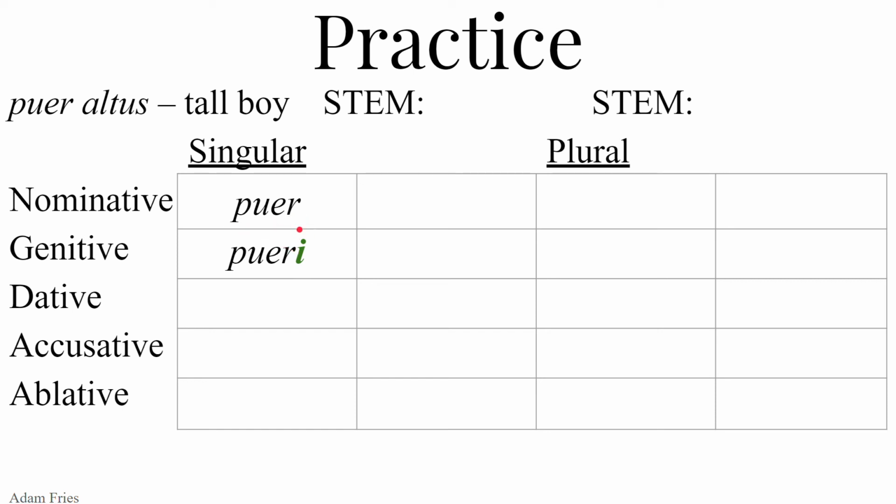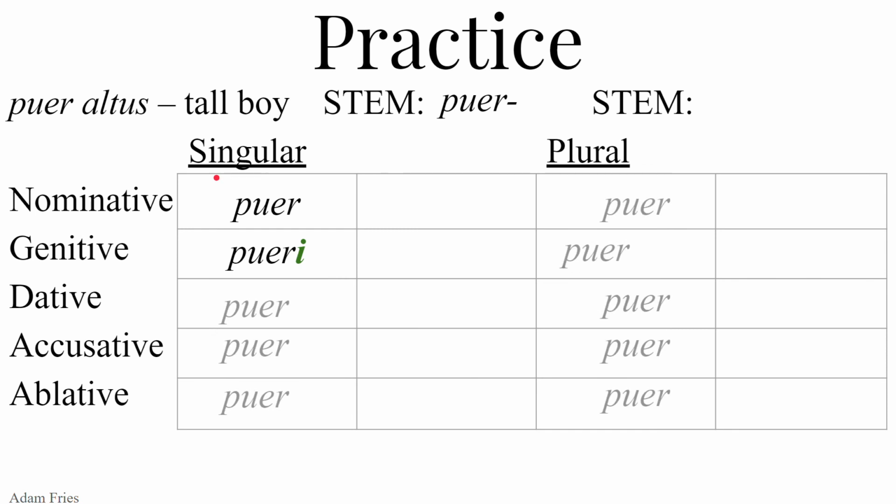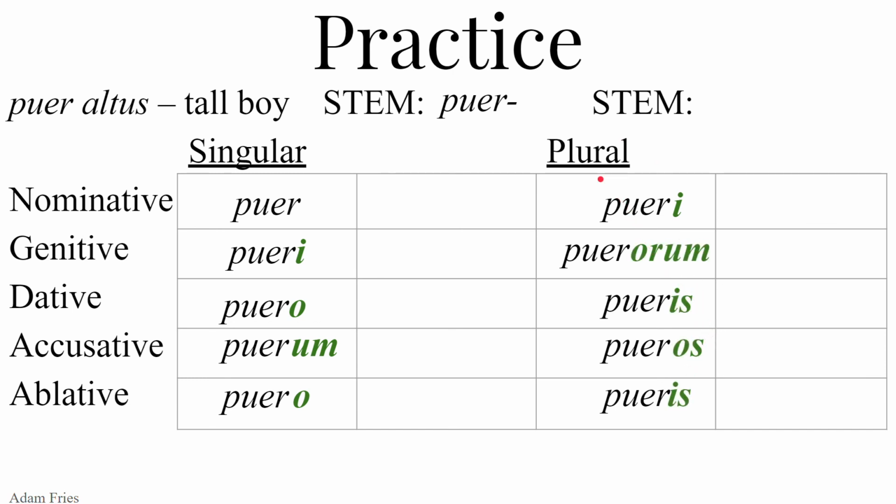The stem is found by chopping off that genitive singular ending to get puer, and then we put puer in the rest of the blanks, and then we add second declension masculine endings. E, o, um, o, i, orum, is, os, is. So puer, pueri, puero, puerum, puero, pueri, puerorum, pueris, pueros, pueris. Hopefully this is very familiar to you.